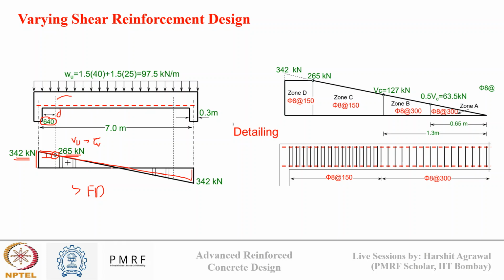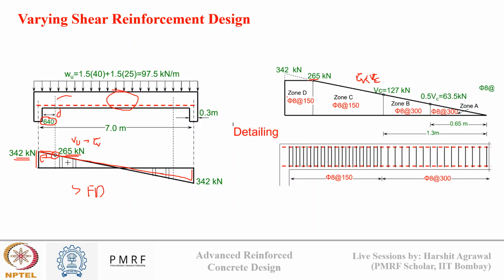So we can even do detailing in different steps. For this section here, I can design based on this value of 265. Now there will be a point when my shear stress tau V will become equal to tau C. For those sections we can design differently, where the gaps between the stirrups will be more. And if my tau V is less than tau C, that may come very near to the center, then we can design it as a different zone.